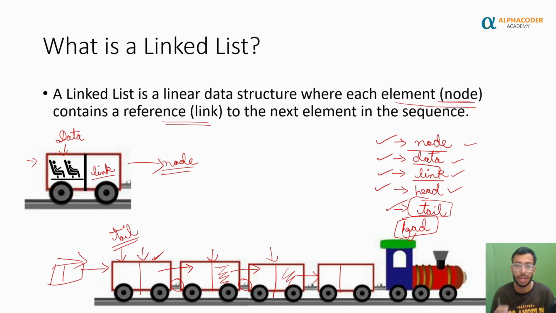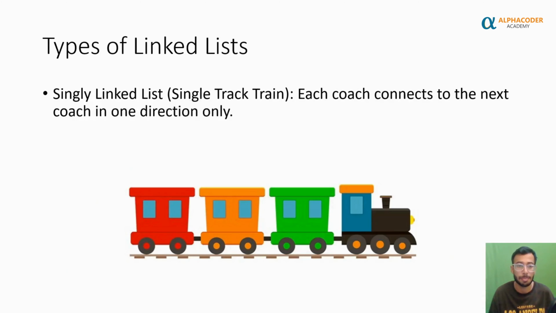Now your aim would be to perform certain kinds of operations, okay? And there are different types of linked list, depending upon how they are structured and what their properties are. So depending upon them, there are different types of linked lists. Let's explore the different types of linked lists, because I think you have got the idea about the basic understanding of the linked list.